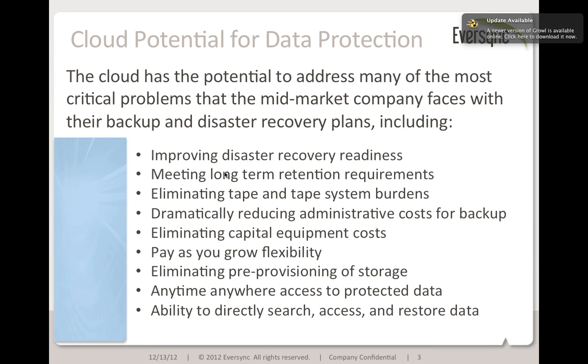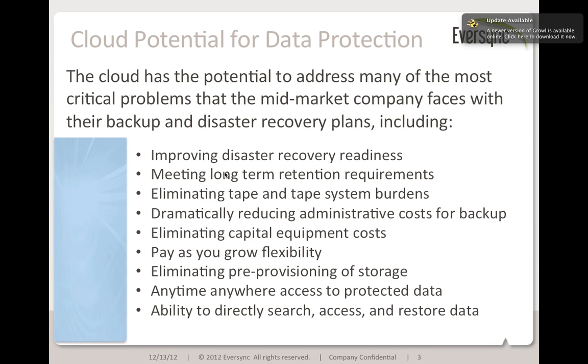Also can allow companies to shift from capital equipment costs to operating costs, which can play a big role. And of course, as with cloud, it can provide pay-as-you-grow flexibility with the prospect of not having to purchase in advance and provision storage in advance for data protection.